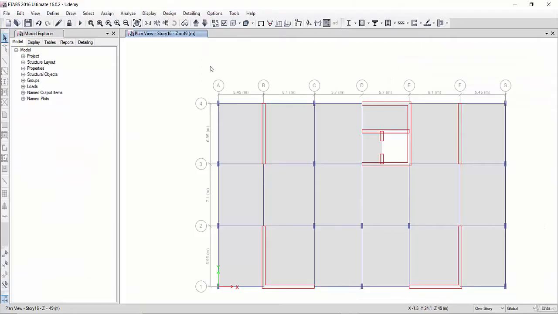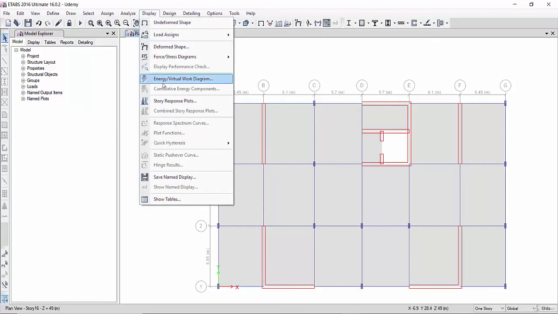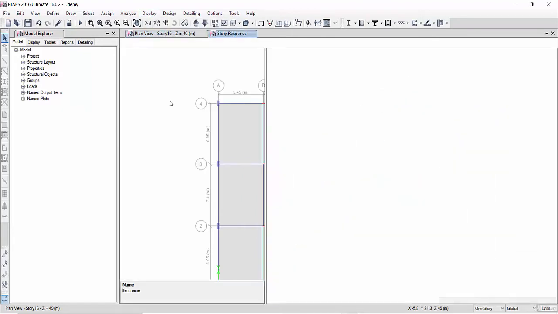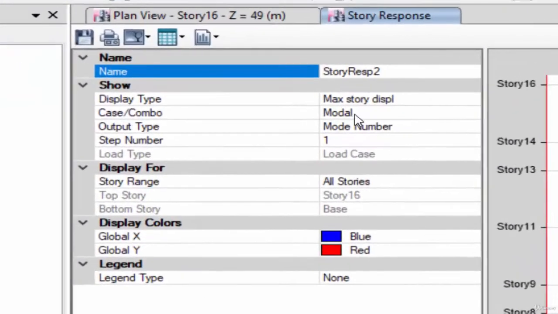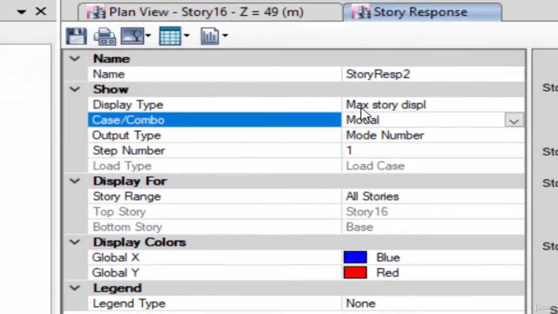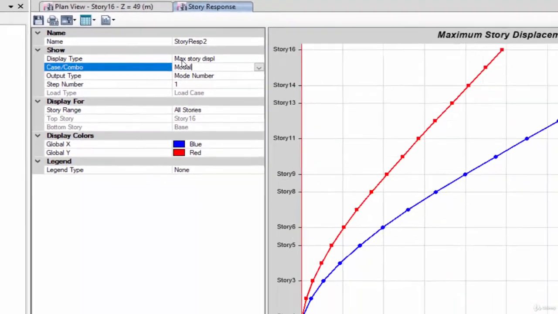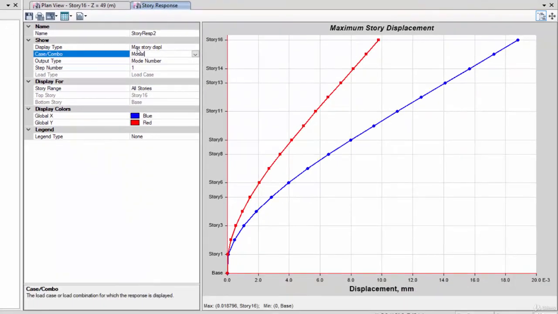So we want to show the story displacement of our structure in the two directions X and Y, and these must not exceed the allowable story displacement. To do this, we go to Display, Story Response Plots. We work with the dynamic case, so we want to check the story displacement on dynamic load. We can also check them on static load.